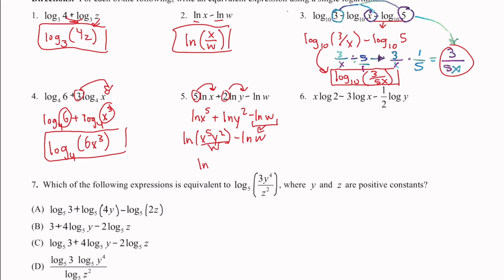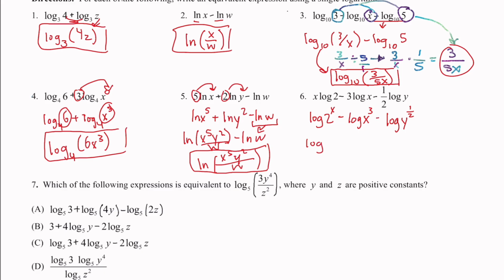And so our answer is going to be x to the power of 5 times y to the power of 2, all over w. So that's our answer. Now number 6 looks kind of the same as number 5. So we've got to bring all of those numbers to the exponent of their numbers after the log. So log 2 to the power of x minus log x to the power of 3 minus log y to the power of 1/2. And now let's divide these two first.